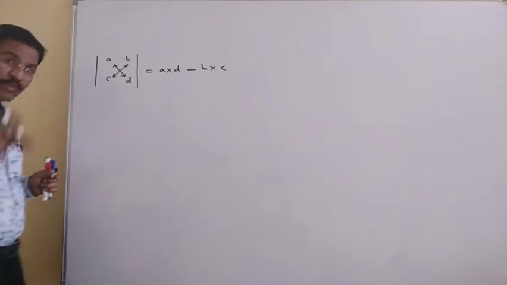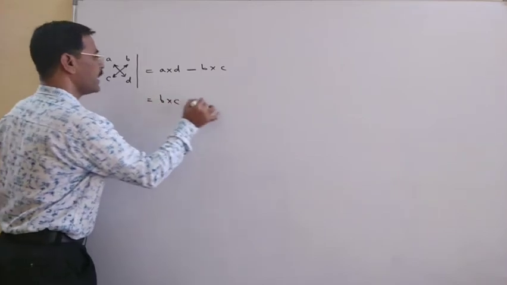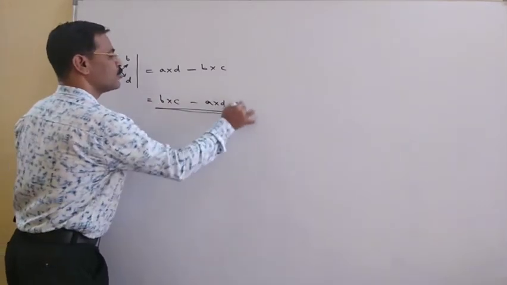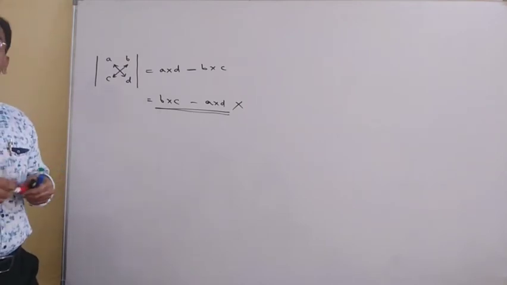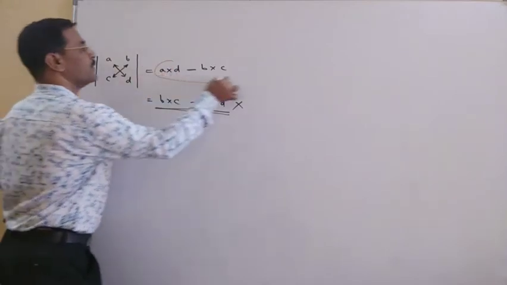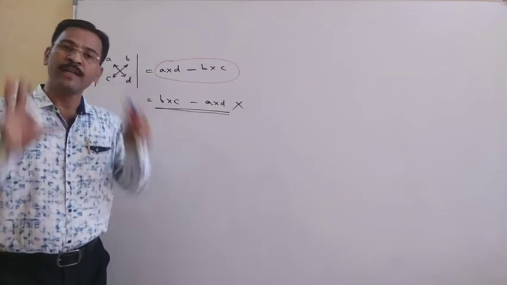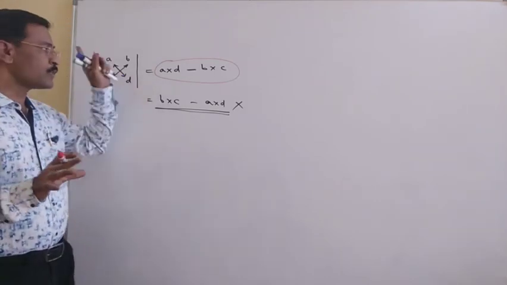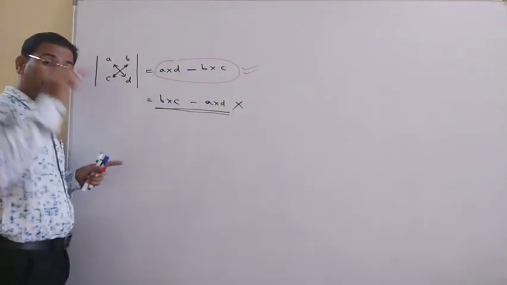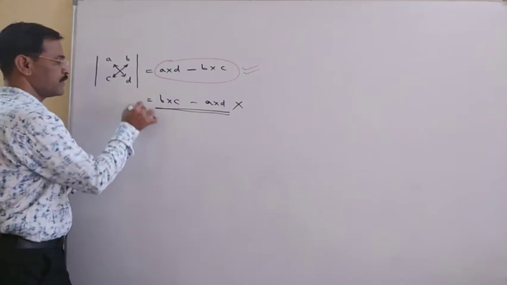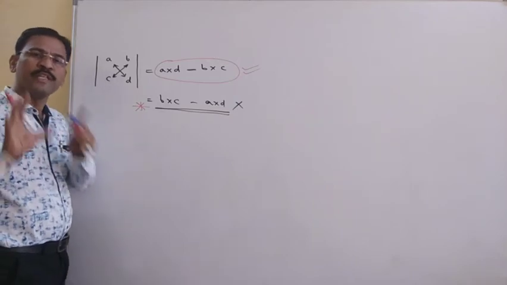Every time, if you do it the other way, first B into C and then A into D, this is absolutely wrong in this particular procedure. So students, remember, this is very, very important. Whenever you solve for the value of this particular determinant, always use this procedure. Don't do it the other way even by mistake. That is absolutely wrong. Just follow this rule.